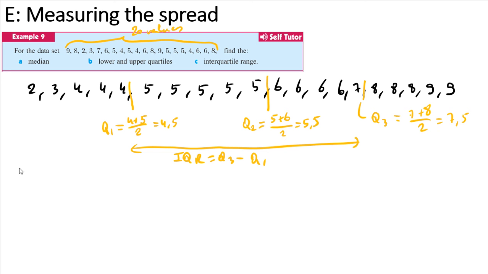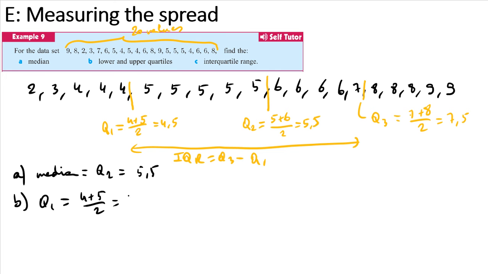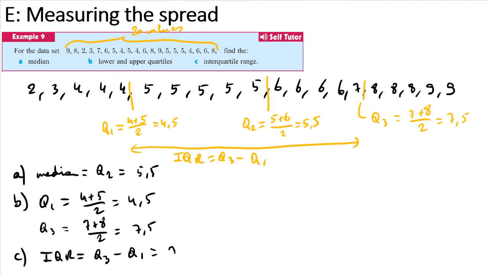So the median, which is Q2, is equal to 5.5. The lower quartile, which is Q1, is 4 plus 5 divided by 2, which is 4.5. The upper quartile, which is Q3, is 7 plus 8 divided by 2, which is 7.5. And the interquartile range, the IQR, is Q3 minus Q1, which is equal to 7.5 minus 4.5, which is 3.